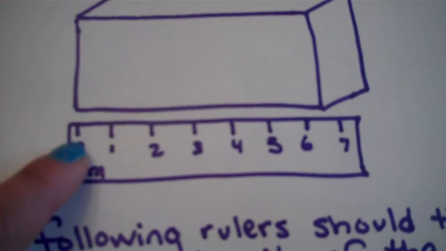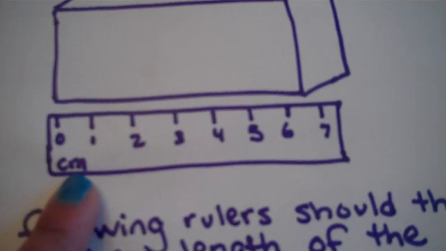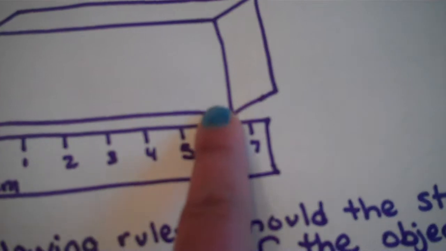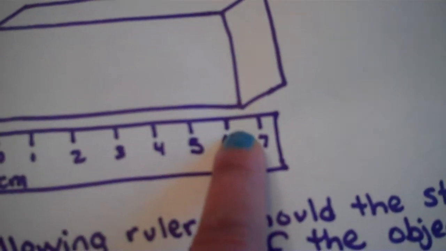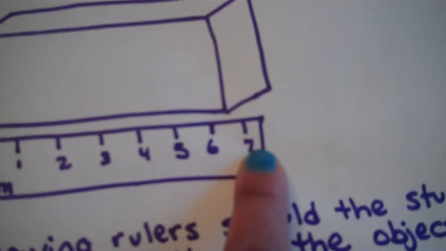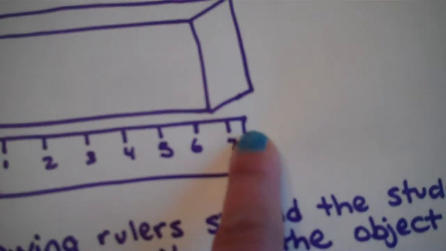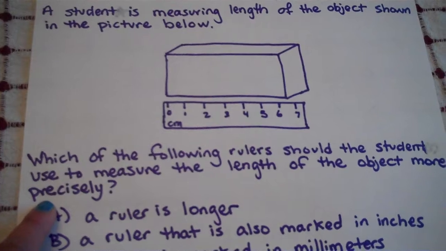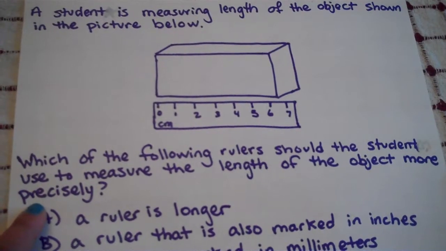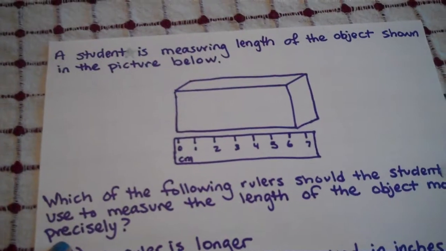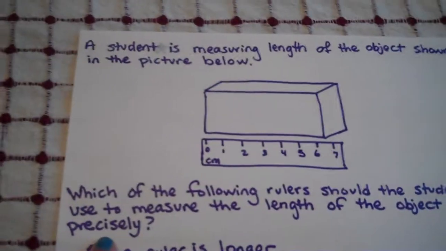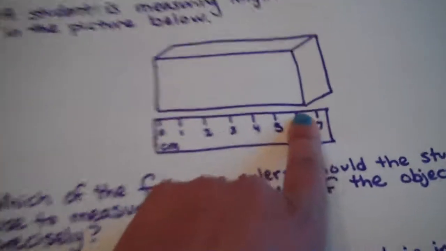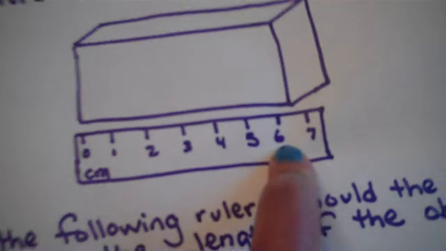It has 0, says cm for centimeters. It goes to 6, but the box goes a little past that 6. We're not sure how much. The ruler goes to 7 and a little bit more. The question, second part, says, which of the following rulers should the students use to measure the length of the object more precisely? How do we know how much more past the 6?